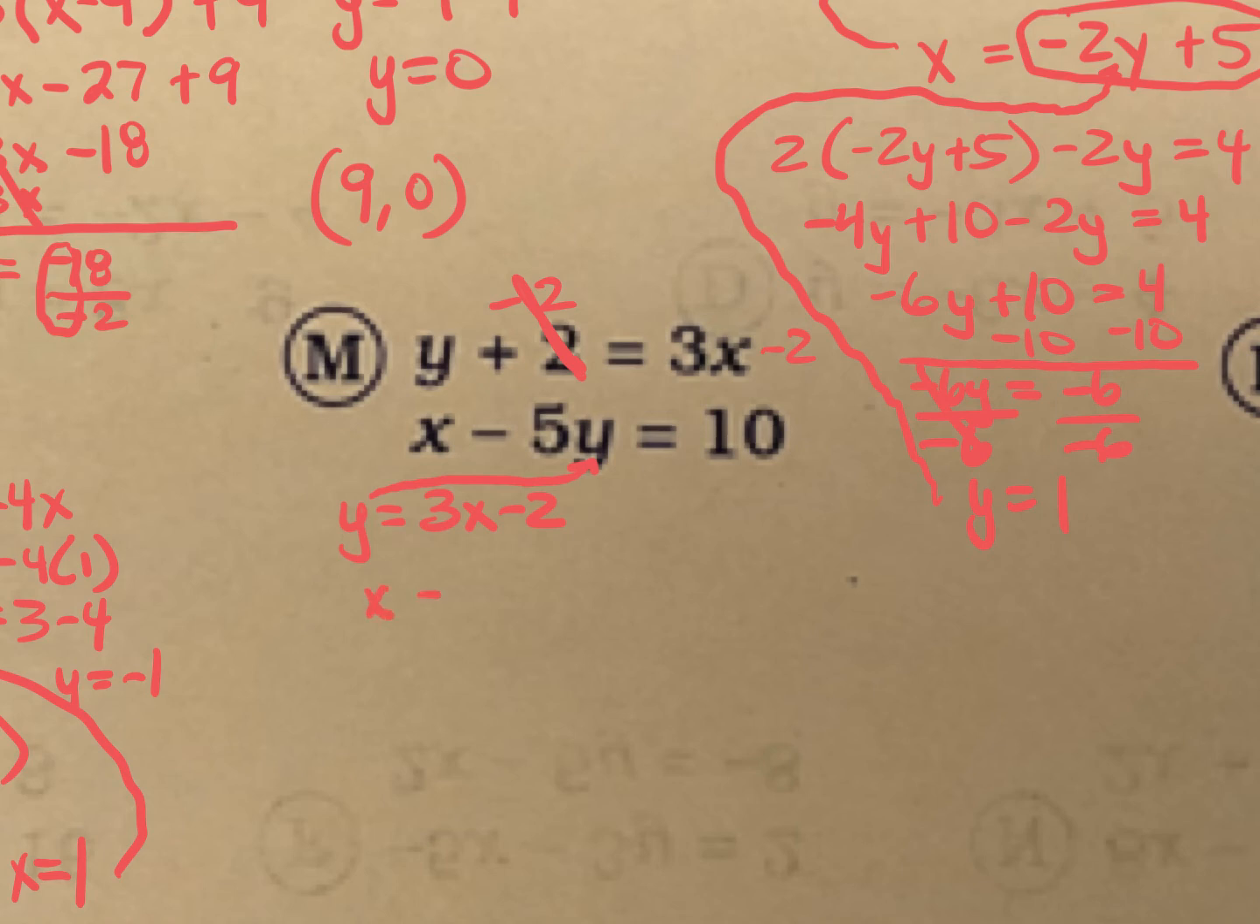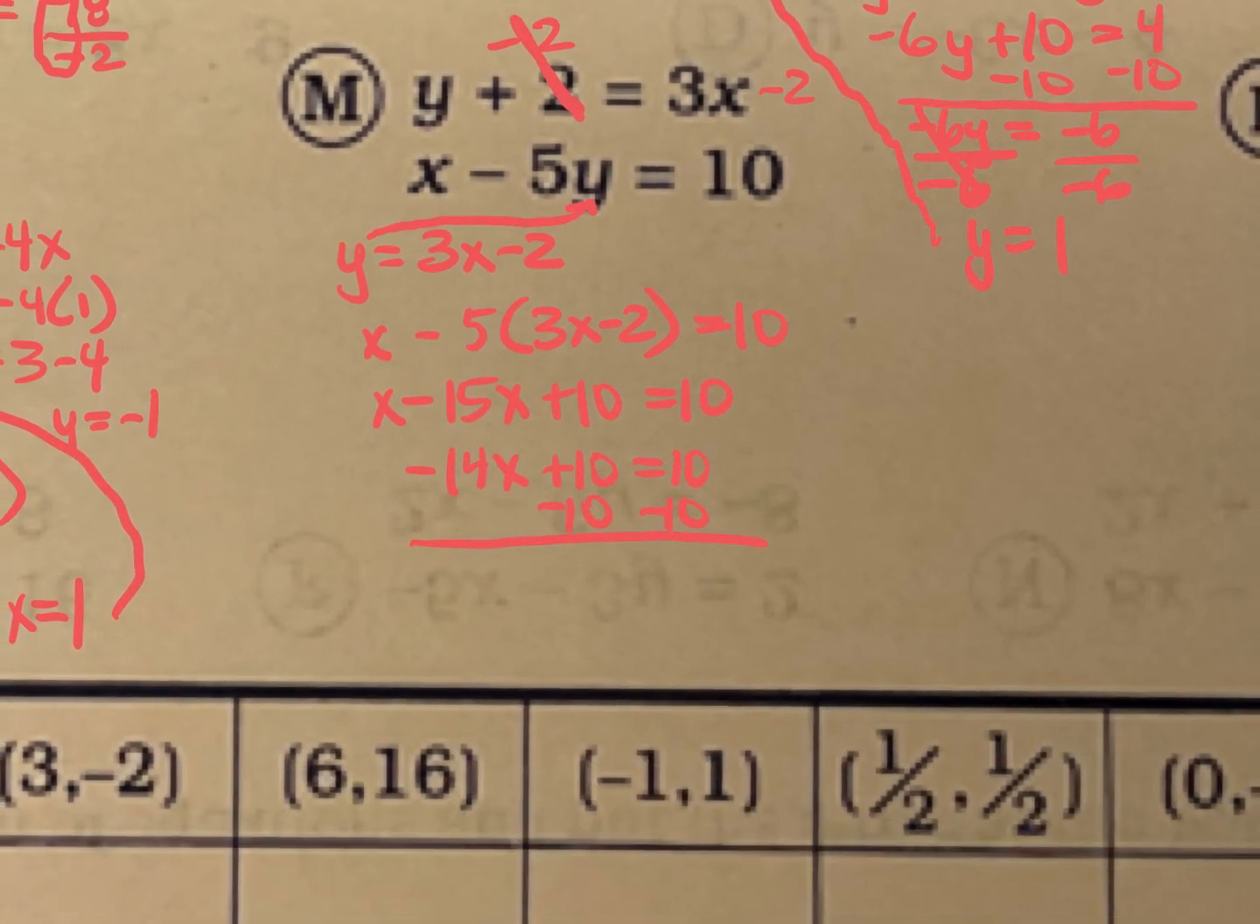x minus 5 times (3x minus 2) equals 10. x minus 15x plus 10 equals 10. Negative 14x plus 10 equals 10. I'm going to subtract 10, and I get negative 14x equals 0. x equals 0, because if I divide 0 by negative 14, zero divided by anything is 0.